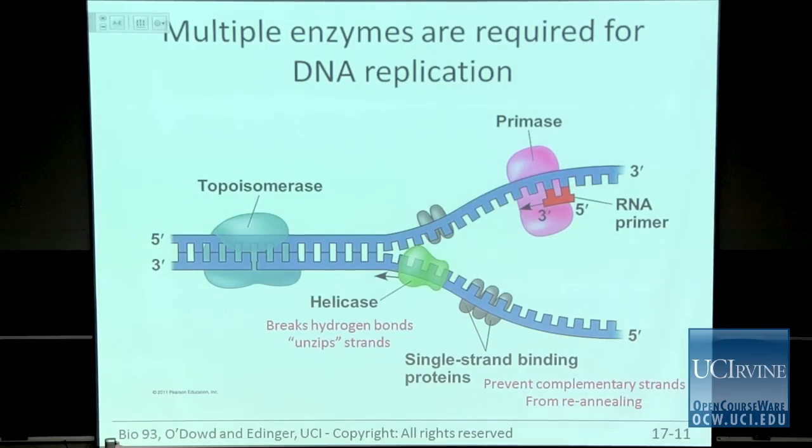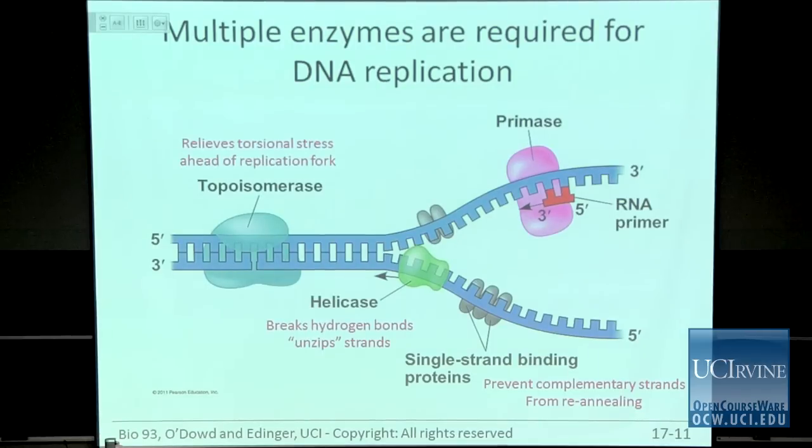Now, if you pull two pieces of Velcro apart, particularly if they're long, what happens is they stick back together again. The two strands are complementary, so they could just close back up in base pair. But we have these single-strand binding proteins that prevent the complementary strands from reannealing. So they keep the replication fork open.